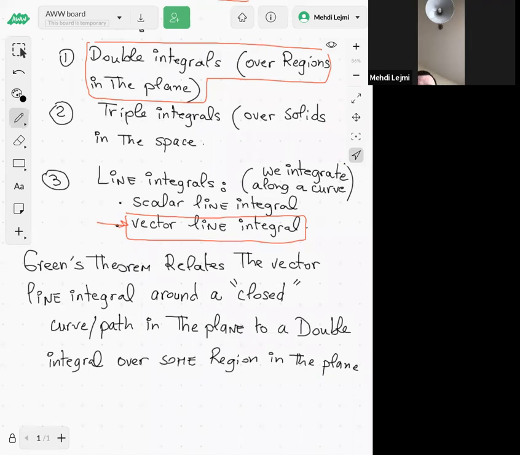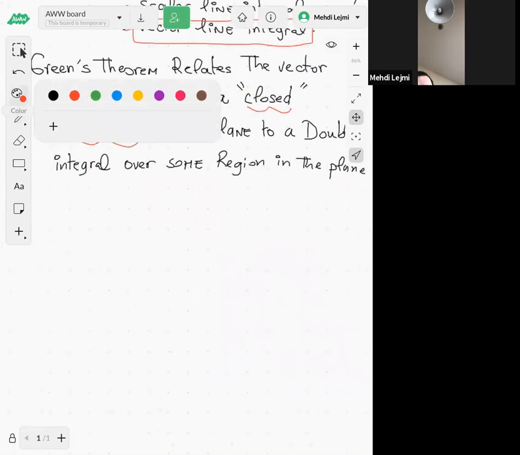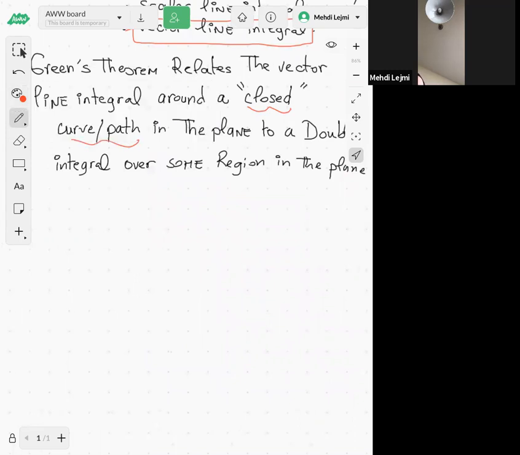So now, first, I'm going to define... Green's theorem actually involves what we call closed curves. So before Green's theorem, I have to define first what I mean by closed curve or path. So the first question is: what's a closed curve or path?